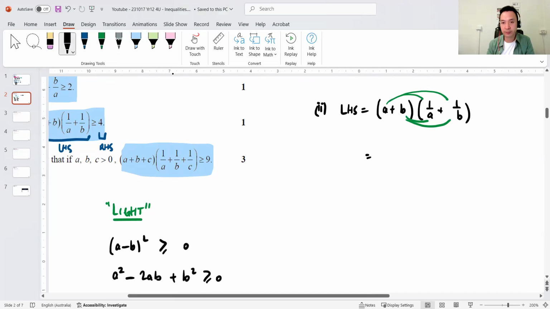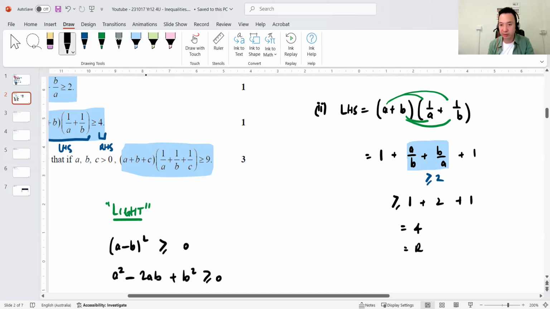What do you get? You get a times 1a is 1. A times 1, that is a on b. That times that is b on a plus 1. Now, I know that this from part A is greater than 2. So then what I can write is that this expression is greater than or equal to 1 plus 2 plus 1, which equals 4. And you go, which equals the right-hand side. Therefore, left-hand side is greater than or equal to the right-hand side.